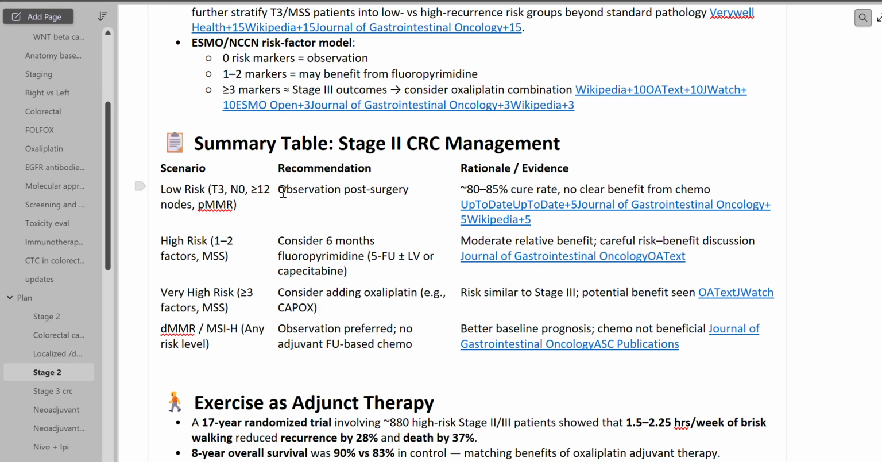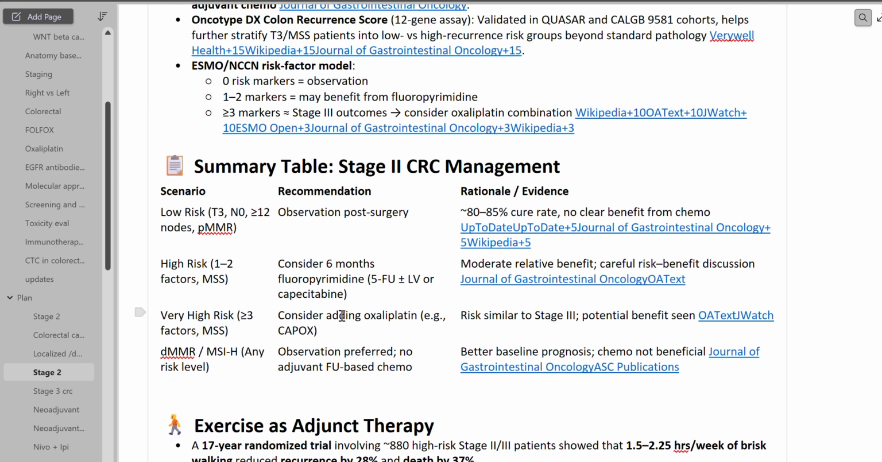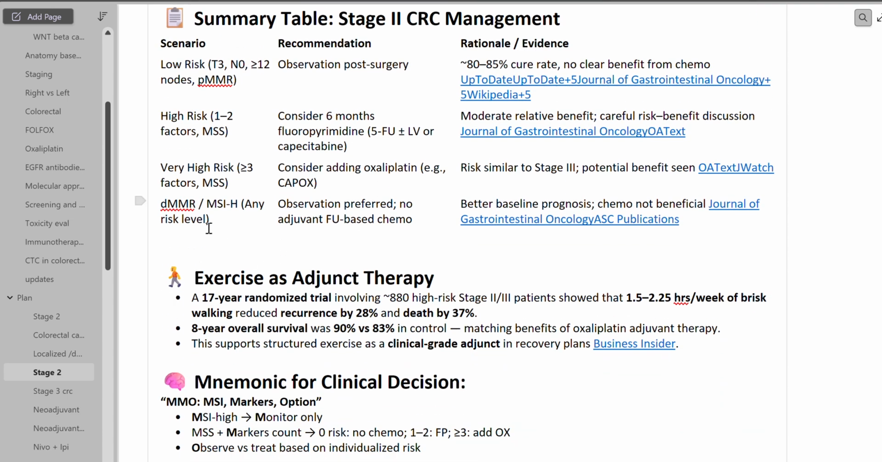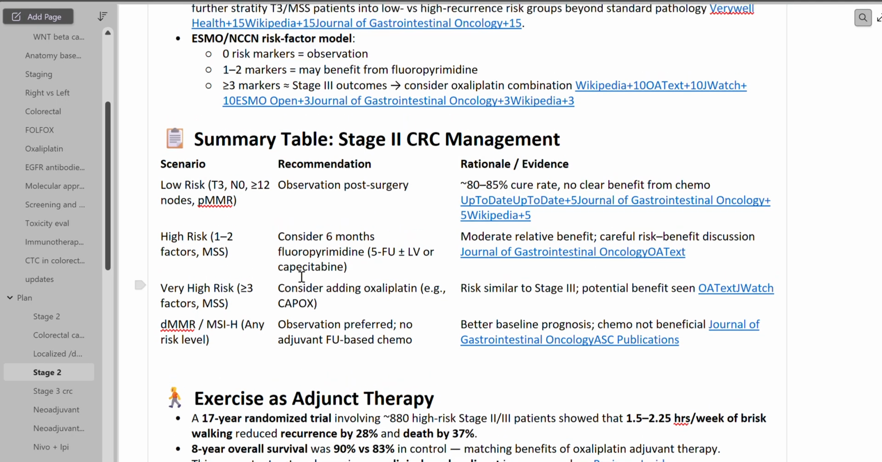Now the thing is that if it's a low risk stage 2 where you have examined more than 12 nodes, then you can just do observation. If it is a high risk, you can consider 6 months of capecitabine single agent, just like triple negative breast cancer. And if it is a very high risk stage 2, then you should consider doing an oxaliplatin based regimen. And if it's deficient MMR, you can just have observation. Well, you don't even need adjuvant immuno.